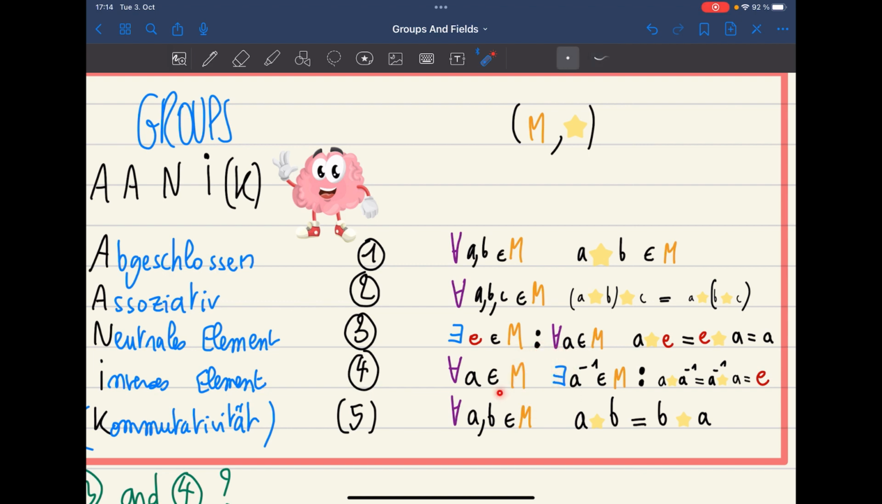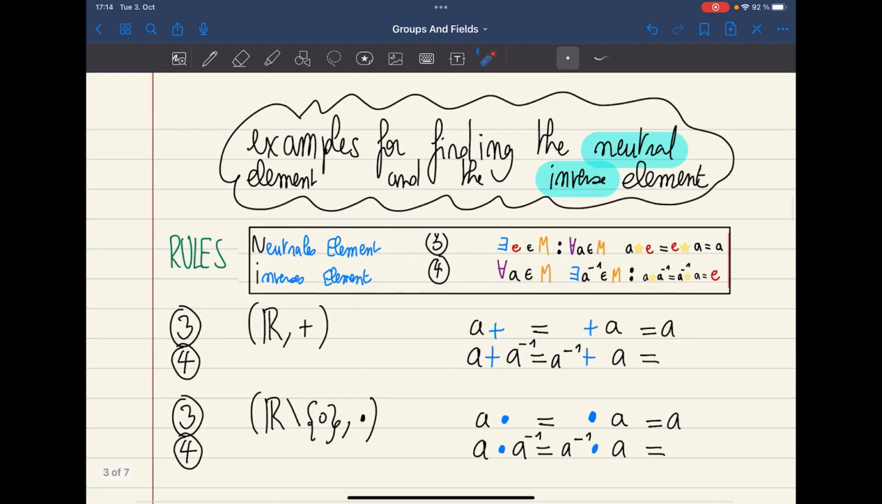So for all A of the set, there is such an element that when you do the operation between A and the inverse, you keep the neutral element. We found it in the third property. Let's take examples for this. So let's take the set R, the real set, and the plus. So which thing, when we add it to A, lets A stay A? 0. Now, what is the inverse of A? So that when I add it to A, I obtain 0, the neutral element for the plus. A minus 1 is equal to minus A.